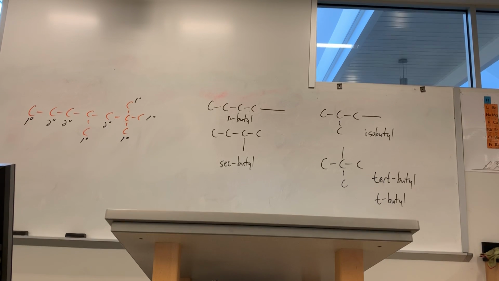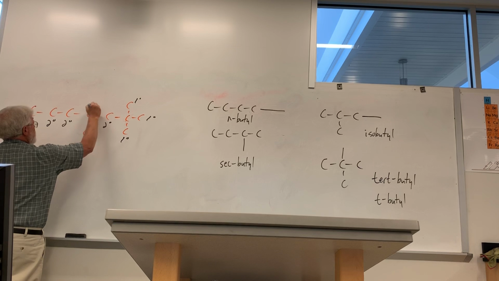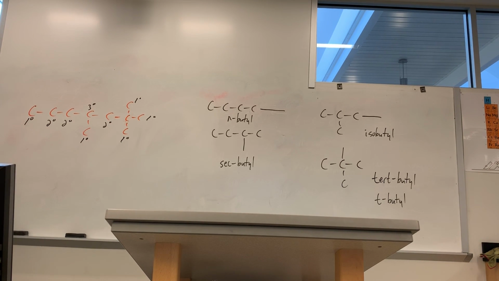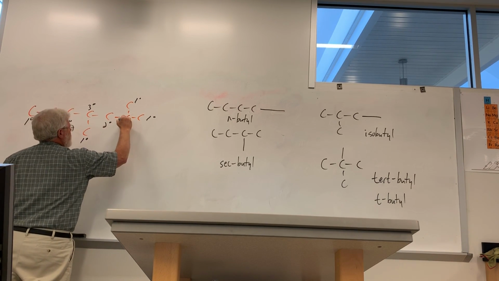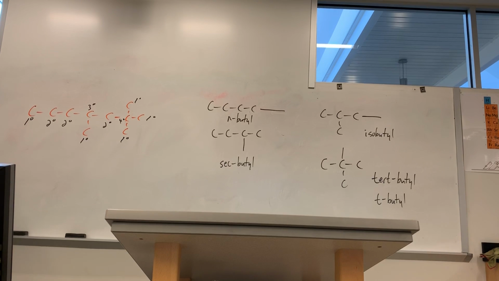A tertiary carbon is one that is bonded to 3 other carbons. How many tertiary carbons in this guy? There you go. This guy is our only tertiary carbon. He's bonded to 3 other carbons, and a quaternary carbon is one that's bonded to 4 other guys. This guy is a quaternary carbon, although who cares? That ends up being not important. But distinguishing between primary, secondary, and tertiary carbons is very important.